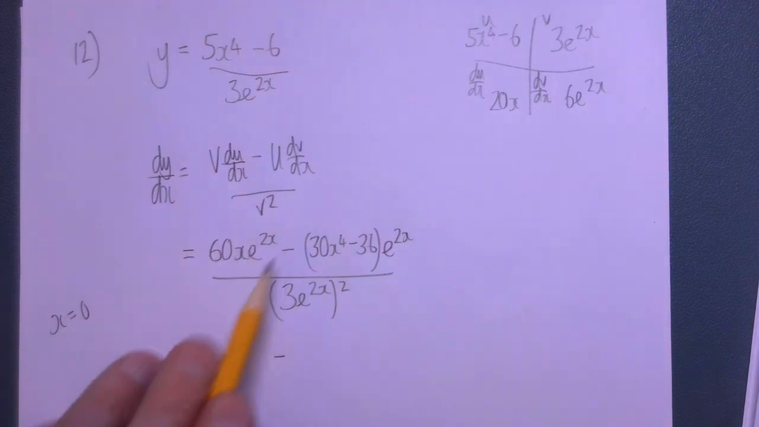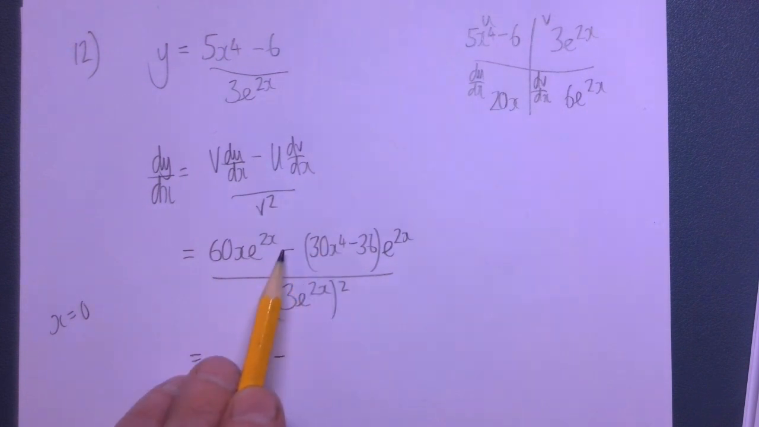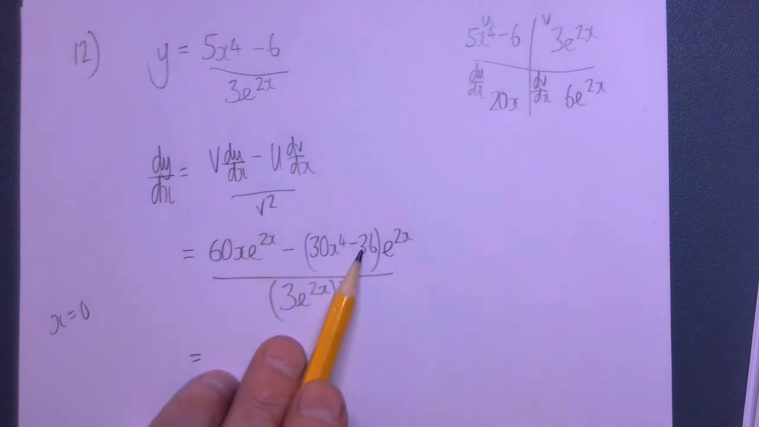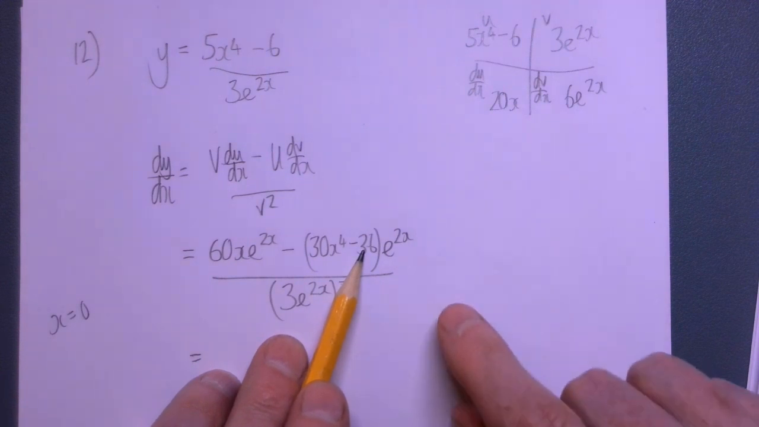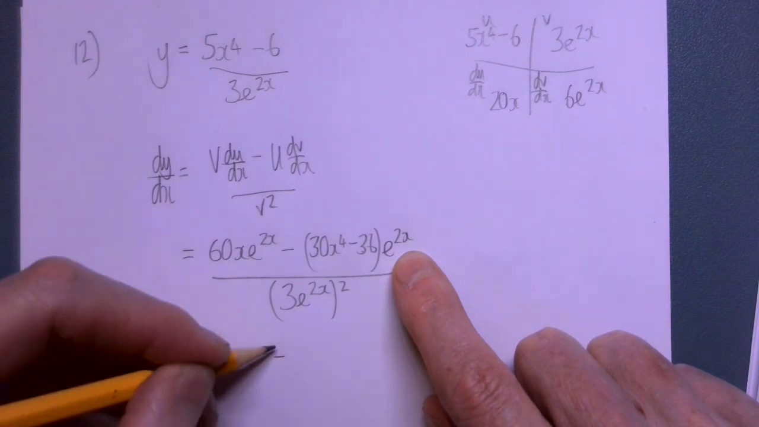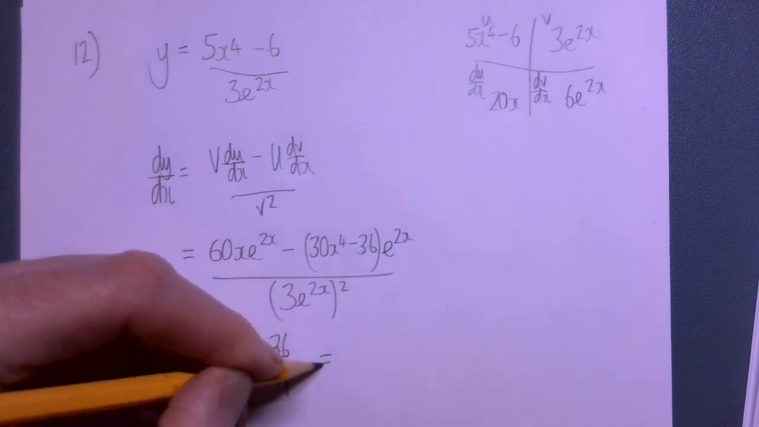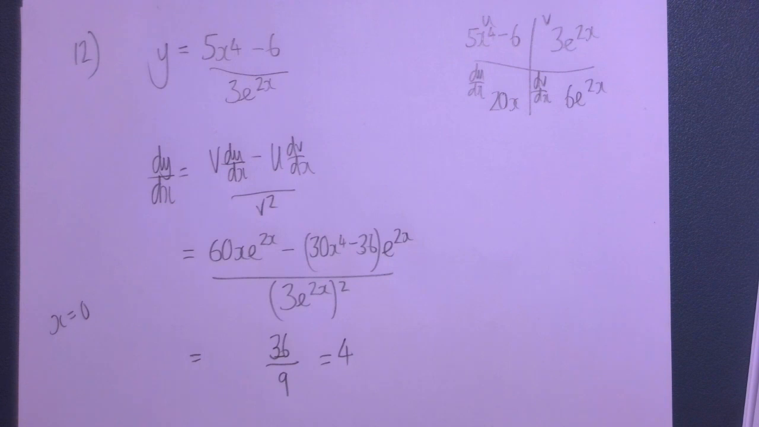Okay, so when x is 0, that term's going to disappear. This term's going to disappear. This is going to be minus 36. So that's 36 times that. Well, when x is 0, that's e to the power of 0, which is 1. So the top is going to become plus 36. And the bottom, well, that's 1. E to the power of 0 is 1. So 3 times 1 squared is 9. So that's 4. Your calculator would have told you that anyway.